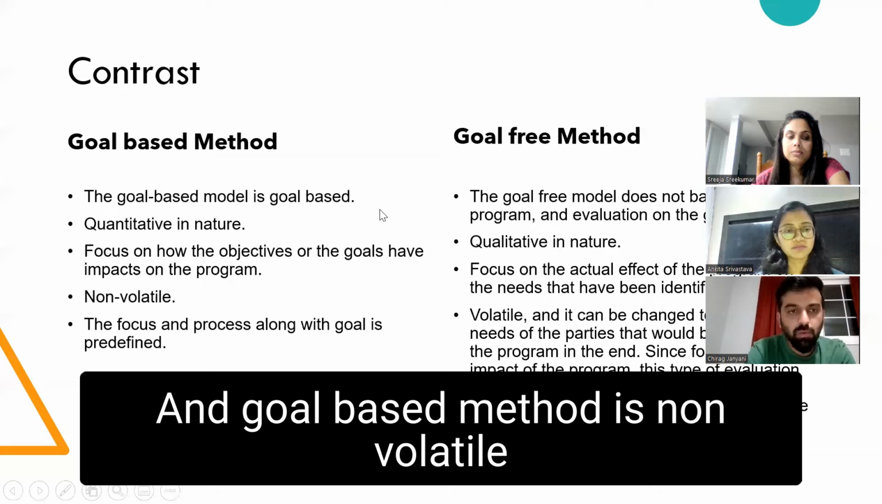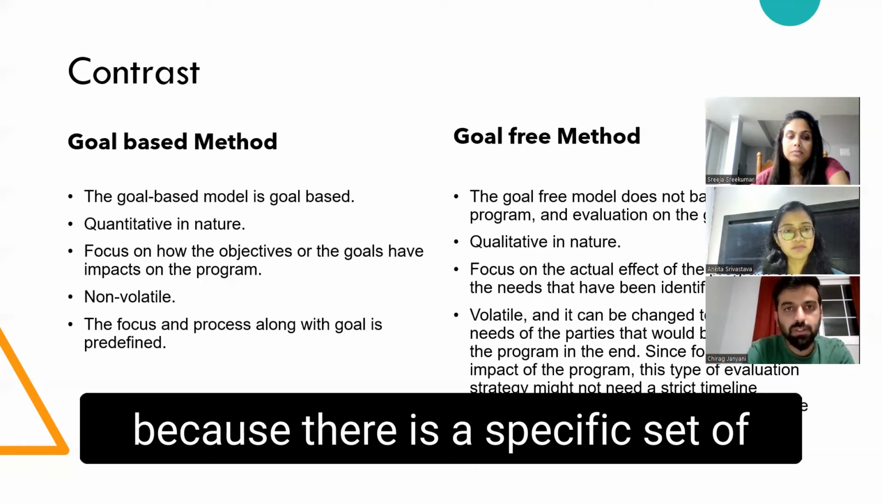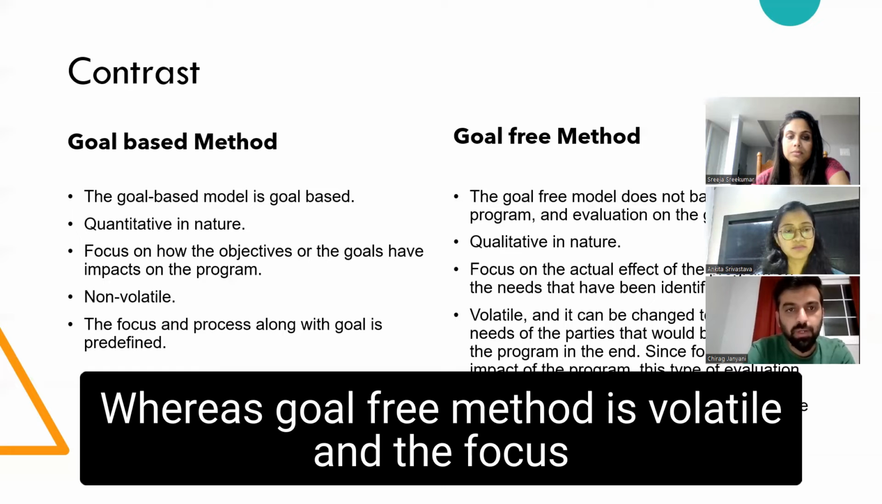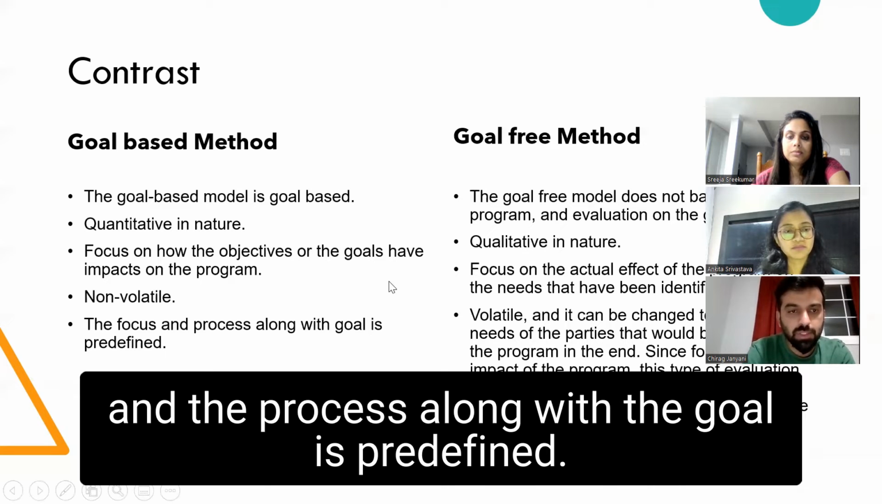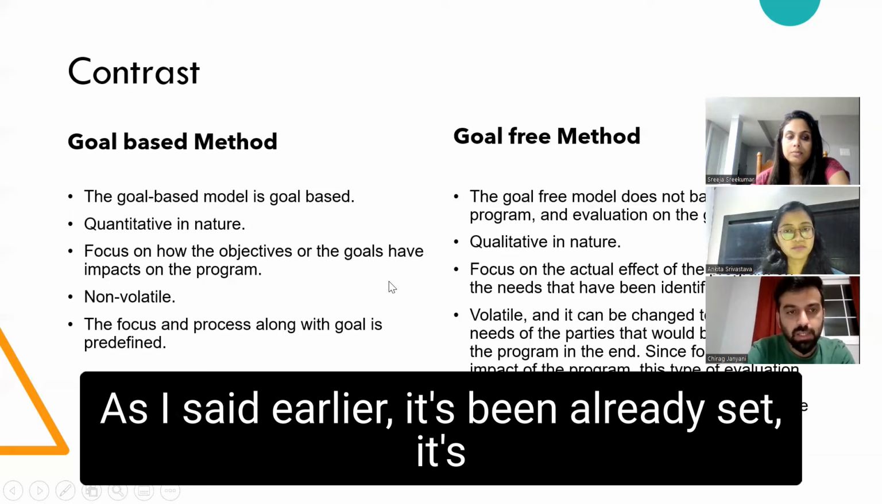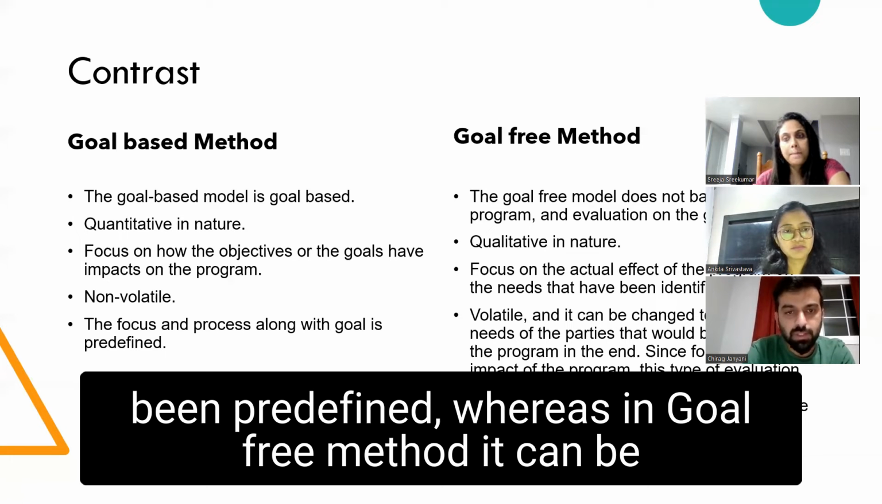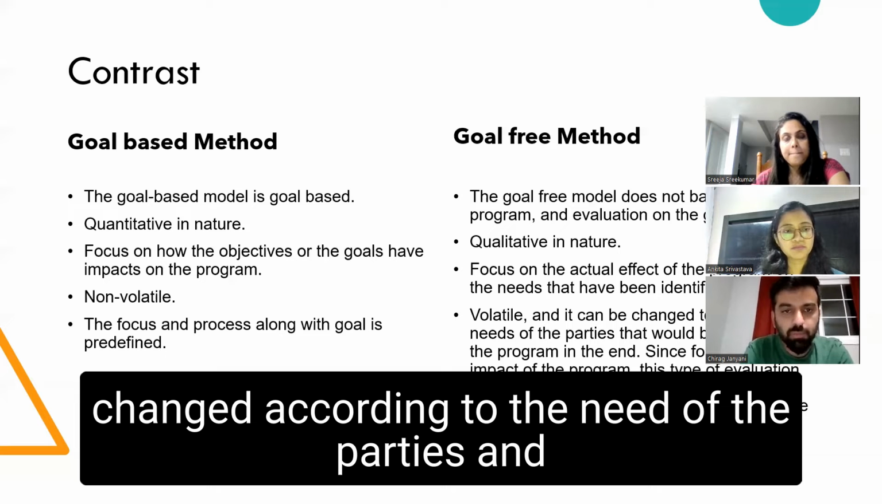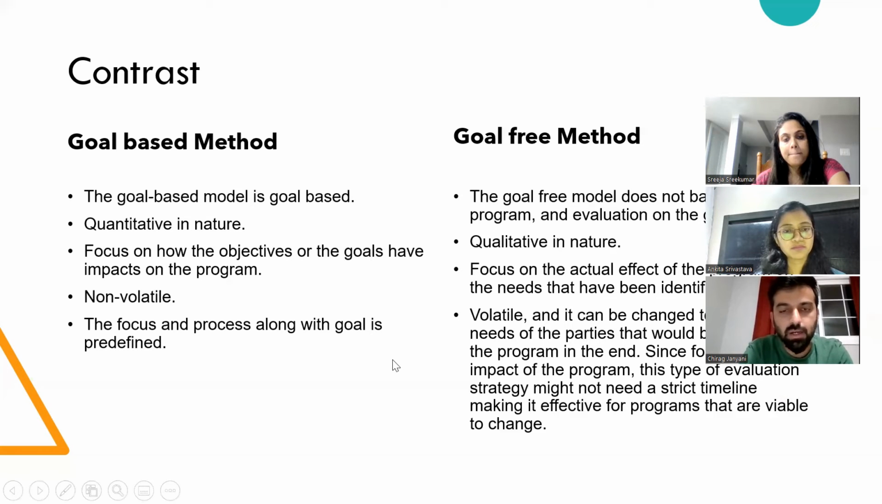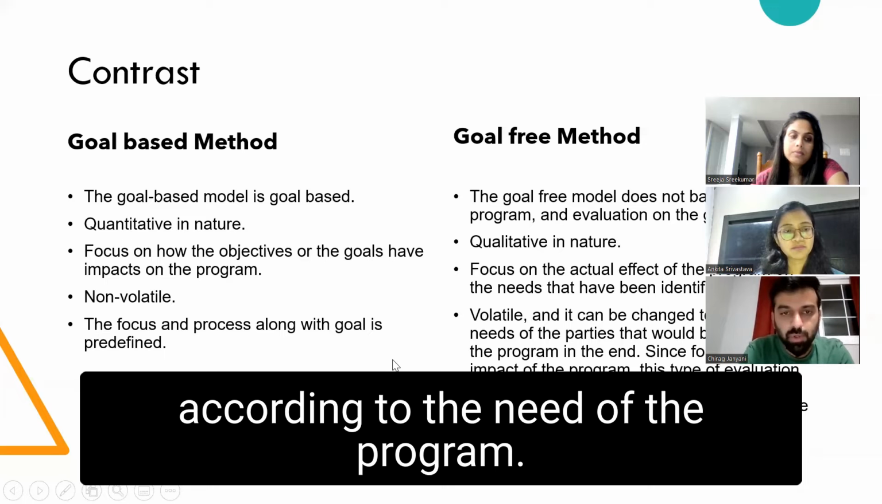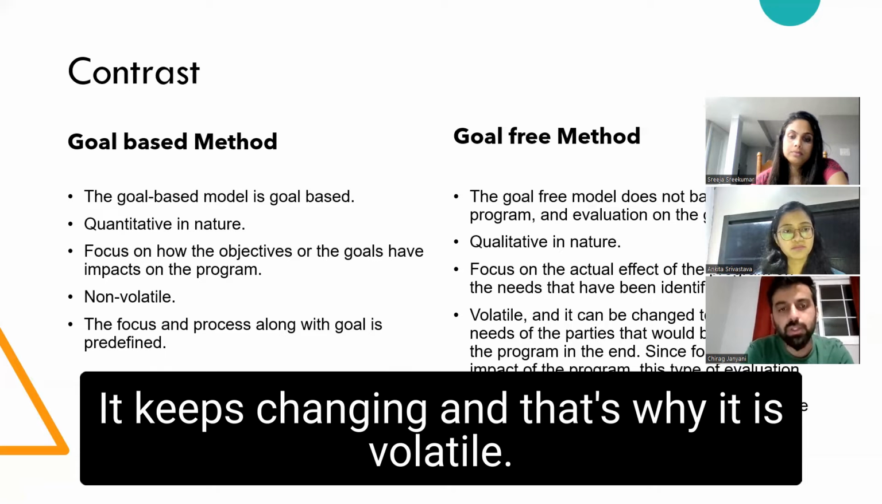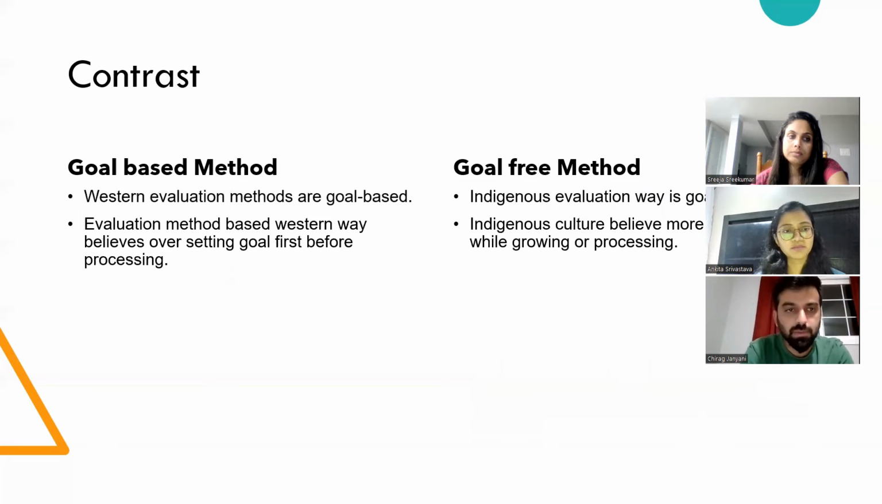The goal-based method is non-volatile because there is a specific set of goals which is already assigned to it, whereas the goal-free method is volatile. The focus and the process along with the goal are predefined, as I said earlier. It's already been set, whereas in the goal-free method it can be changed according to the need of the parties and the need of the program. It keeps changing, and that's why it is volatile in nature.